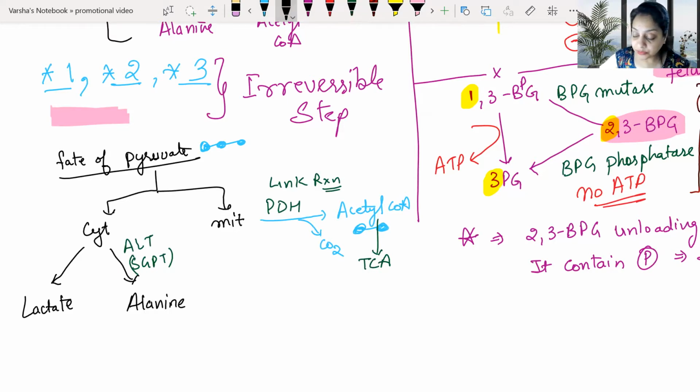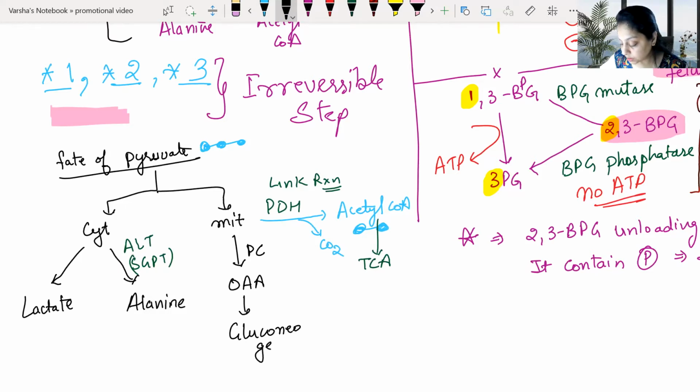Another mitochondrial fate of this is it can be converted into oxaloacetate by the enzyme PC, pyruvate carboxylase, right? And then it follows gluconeogenesis pathway. Gluconeogenesis is synthesis of glucose. So under starvation condition, pyruvate is routed via this pathway, and this is a mitochondrial pathway, right? So oxaloacetate, acetyl coenzyme A we see in the Krebs cycle, hence it is mitochondrial pathway. PDH and PC are the enzymes involved.